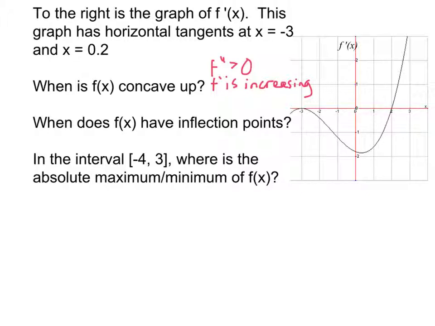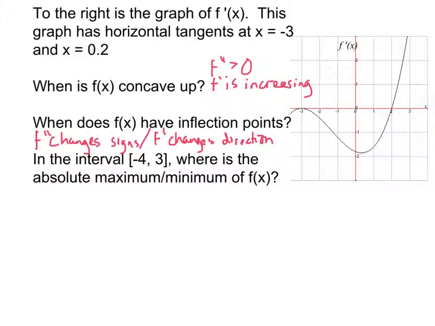Well, inflection points occur when the second derivative changes signs, meaning its function, the first derivative, changed from increasing to decreasing or decreasing to increasing. I'd rather say it's where f prime changes direction. Let's do that real quick.